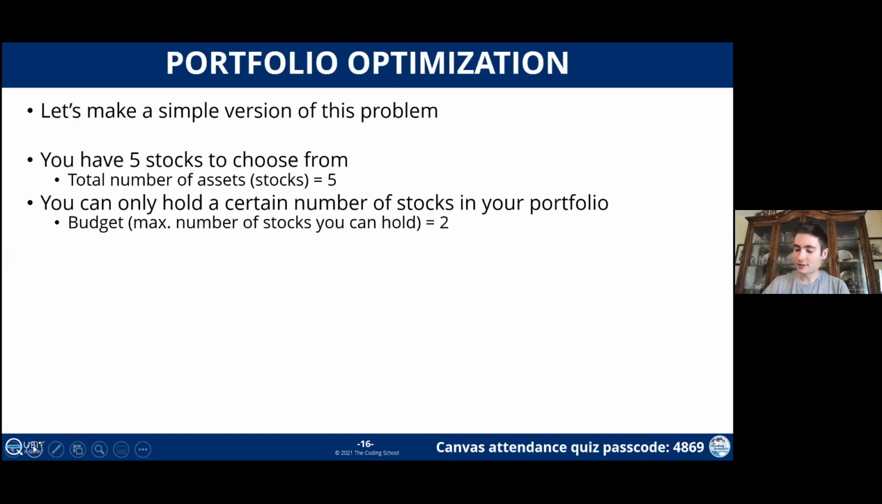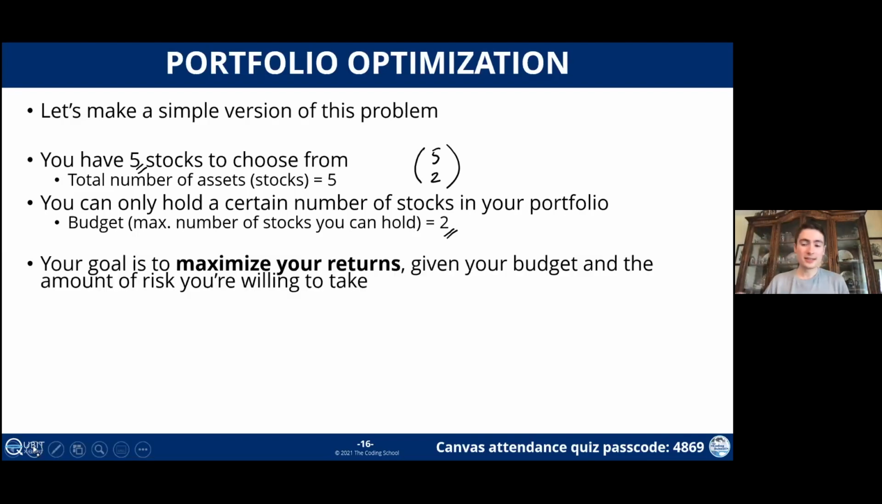Oh, I'm sorry. The total number of stocks here, I messed up. The total number of stocks here is 5, and you're holding 2 stocks in your portfolio. So again, this is going to be a simplification of the problem just so we can compute it with a classical computer. And in this case, there's only 5 choose 2 different portfolios to consider. So much easier, right? That was my bad for misspeaking earlier.